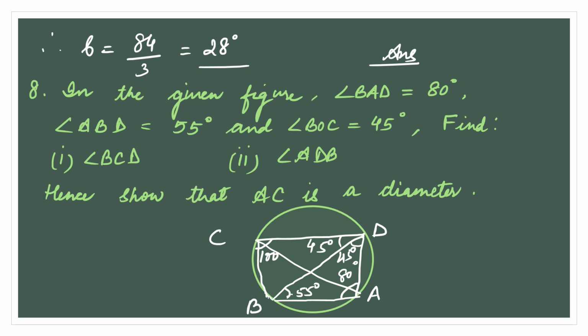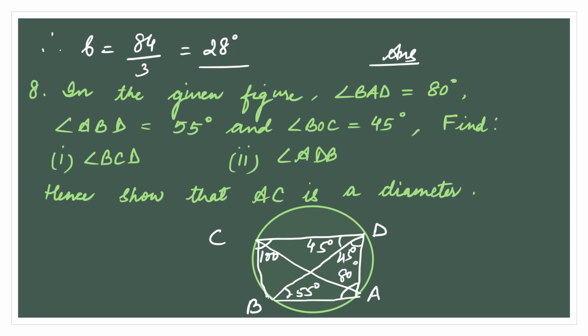AC is the diameter, so this angle is equal to 80 degrees, so this value will be equal to 100 degrees because they will add up to 180 degrees, being opposite angles of the cyclic quadrilateral. Now this angle has been given as 55 degrees. So when we take this triangle ABD, this angle is 55 degrees, this is 80 degrees. So what will be the value of this angle? This angle will be equal to 45 degrees.